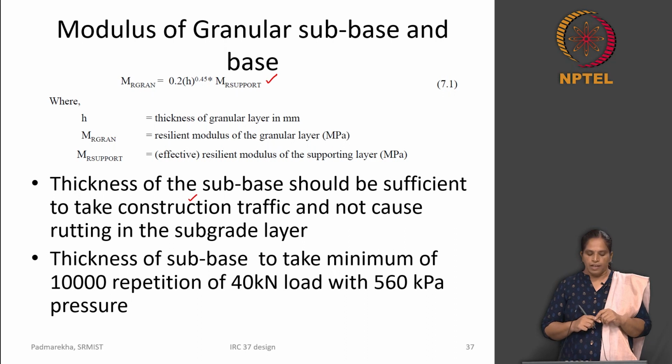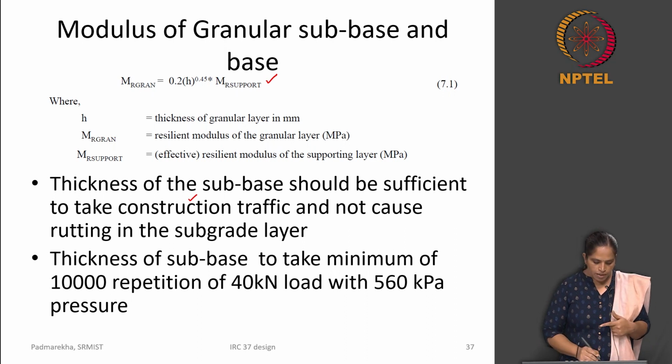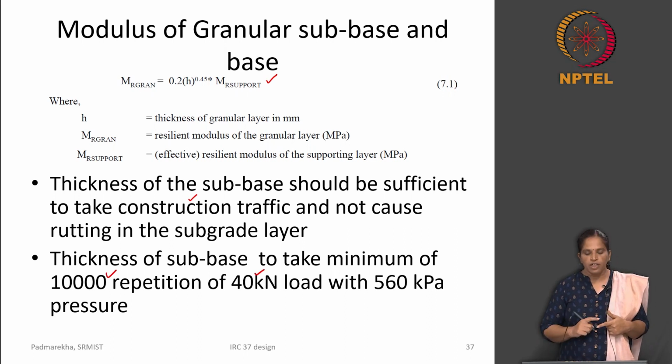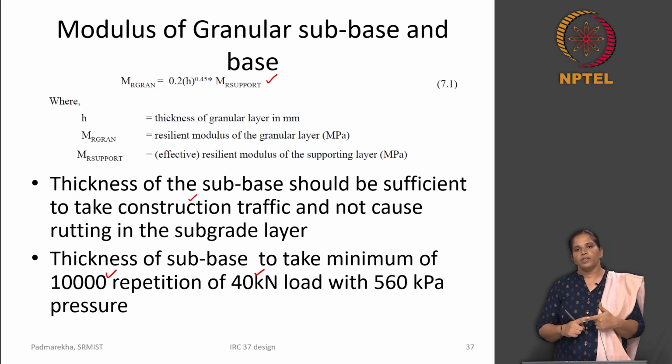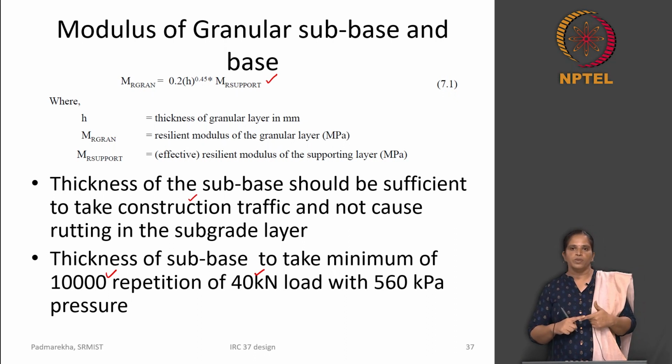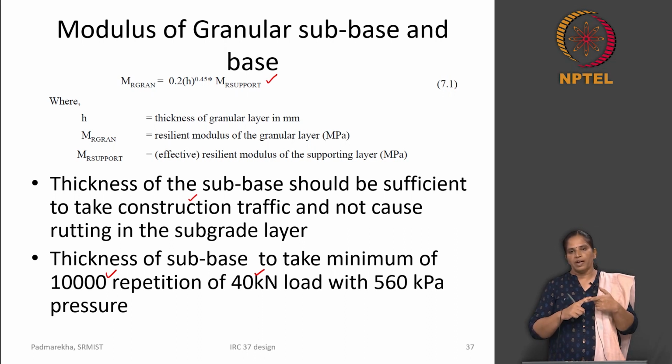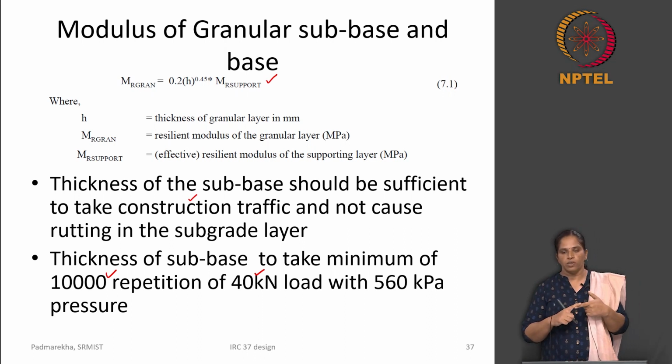So, what we typically consider is 10,000 repetitions of a 40 kilonewton load acting on a subbase layer during construction. These 10,000 repetitions of load may induce rutting on the subgrade layer. So, the thickness of a base course should be adequate to prevent rutting on the subgrade layer.